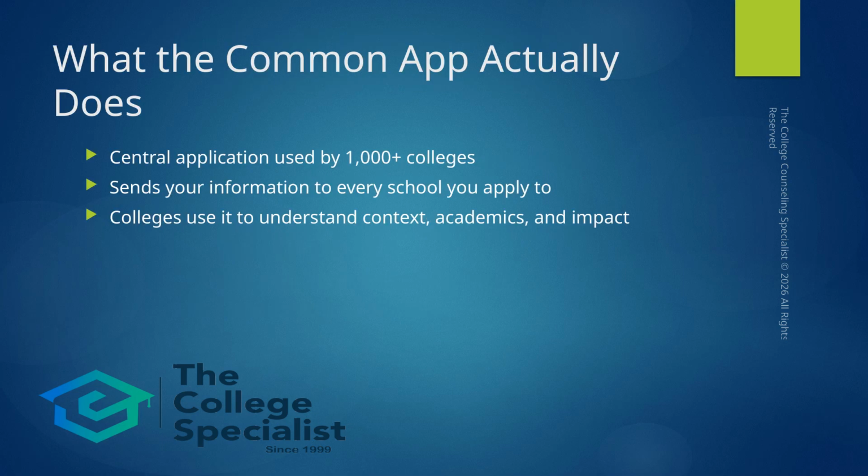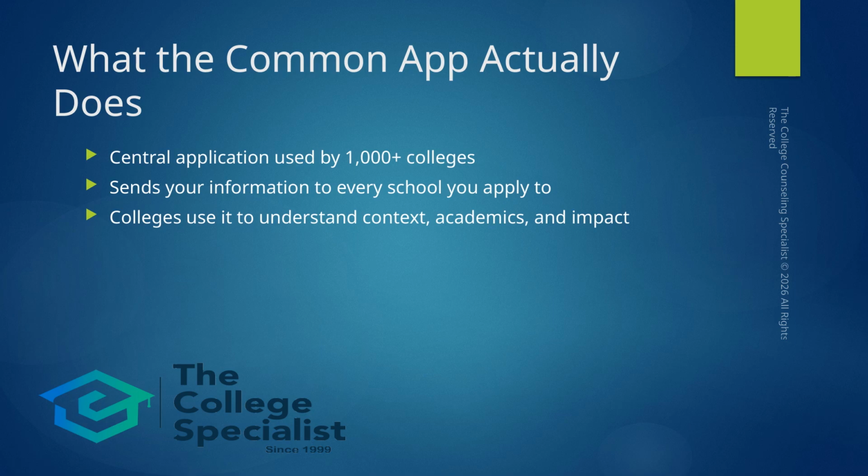The Common application serves as the central hub for more than 1,000 colleges, allowing students to complete one standardized application and send it to multiple institutions. Instead of filling out separate forms for each school, the Common App streamlines the process by collecting your personal information, academic history, activities, writing, and recommendations in one place.